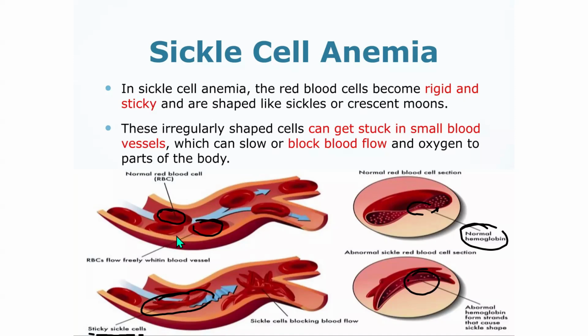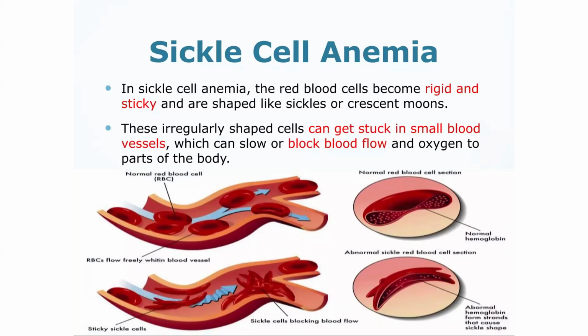What is hemoglobin? Hemoglobin is a protein found inside the red blood cells, which is responsible for the transport of oxygen. That is for the normal red blood cells. That is for the sickle cell red blood cell.